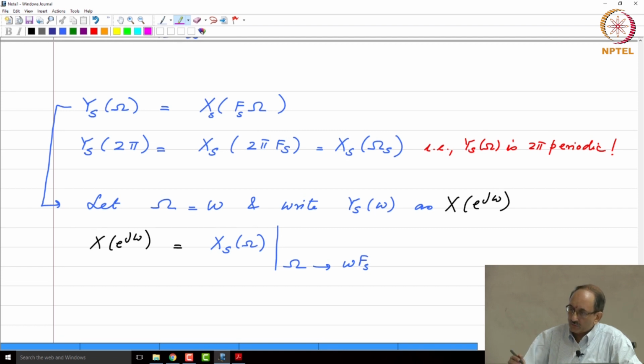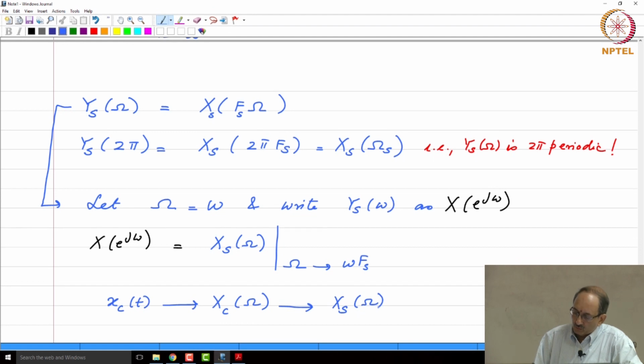So, now what we will do is, we will start off with xc of t, then we know what its Fourier transform is, which is Xc of omega. Then what we will do is we will form Xs of omega. So, two things will happen when you go from Xc of omega to Xs of omega. First thing is periodic repetition with period omega s. The second thing is amplitude scaling. Then what we will do is we will take Xs of omega and then replace omega by little omega times Fs, and then we will see that this will give us x of e to the j omega.